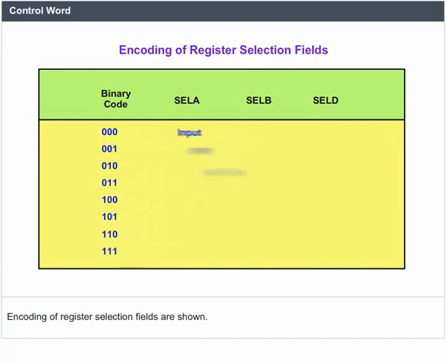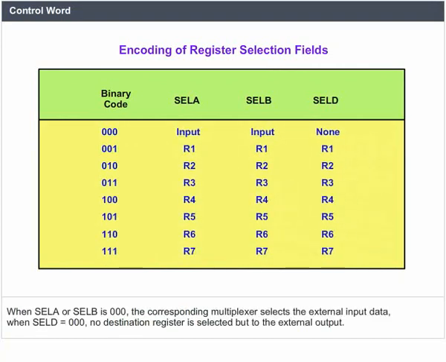Encoding of register selection fields is shown. When SELA or SELB is 000, the corresponding multiplexer selects the external input data. When SELD is equal to 000, no destination register is selected but the external output is.